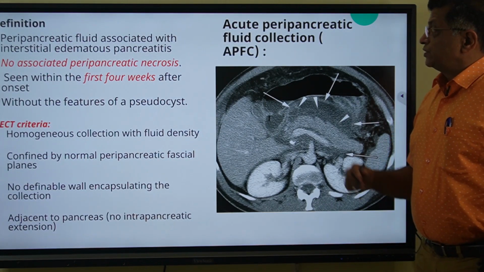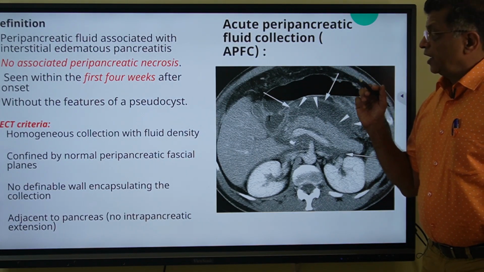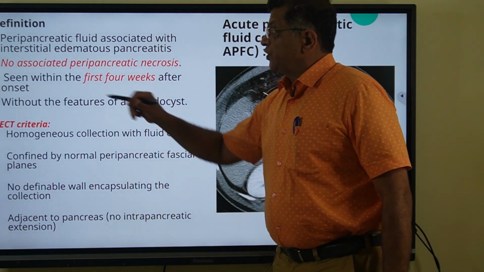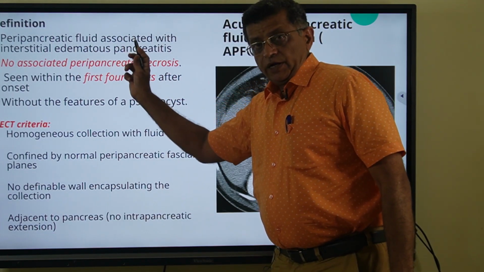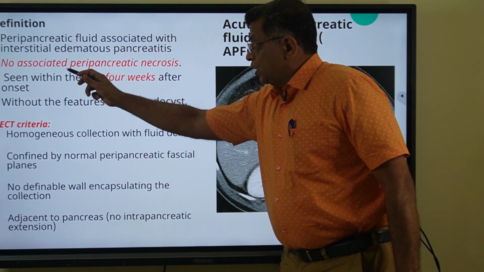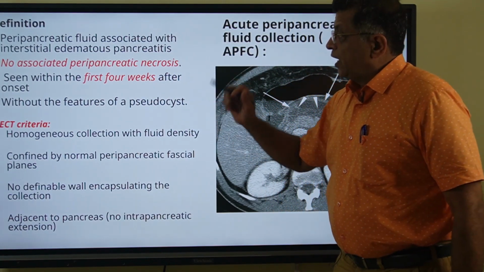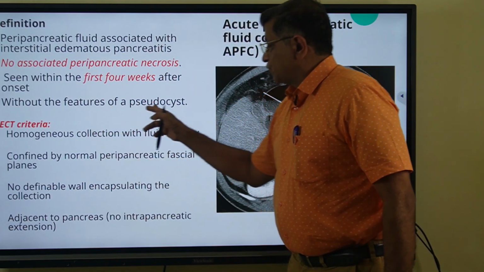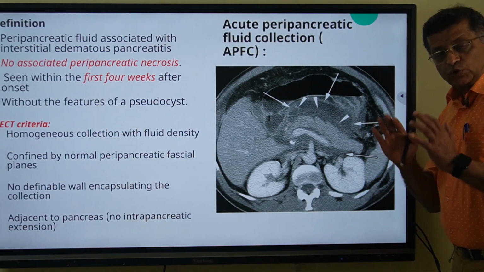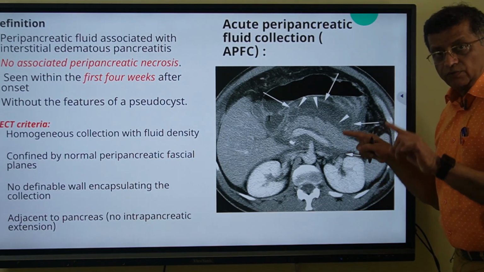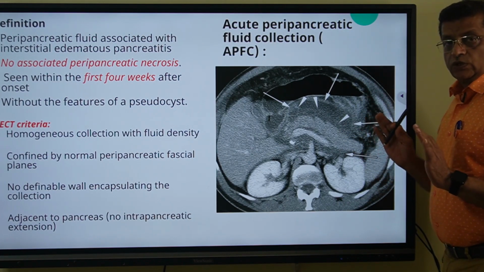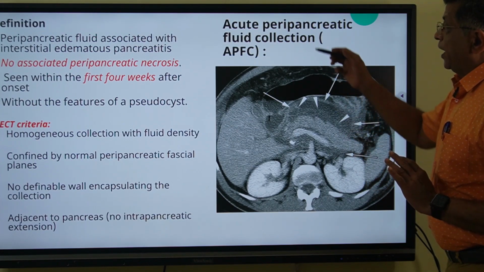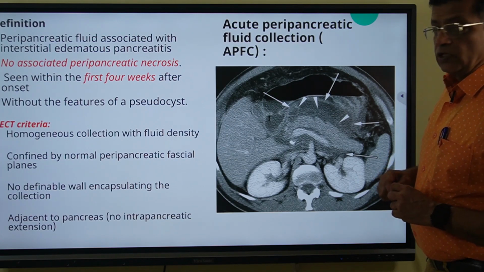First of all, we will see acute peripancreatic fluid collection, APFC. By definition, this is a fluid collection associated with interstitial edematous pancreatitis. There is no associated peripancreatic necrosis, it is seen within the first 4 weeks, and it is without features of a pseudocyst. If there is a pseudocyst, there will be a clear-cut wall that will be seen. If that wall is not seen and the duration is less than 4 weeks, then this is called acute peripancreatic fluid collection.